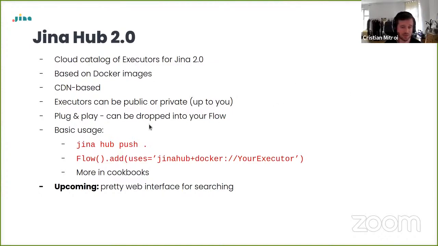The basic usage is this, and we will see this in the demo. You need to push your executor to the hub, which is this command. The dot represents the current directory. We'll see how the directory looks like. And then when you use it, you will be given a specific uniform resource identifier, a URI, this piece of string here, and you can copy that and add it to your flow.add method.